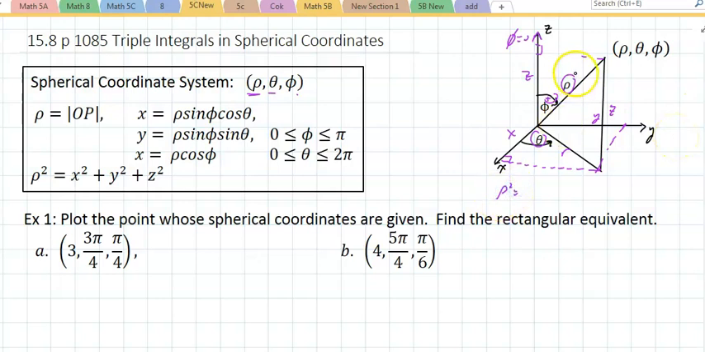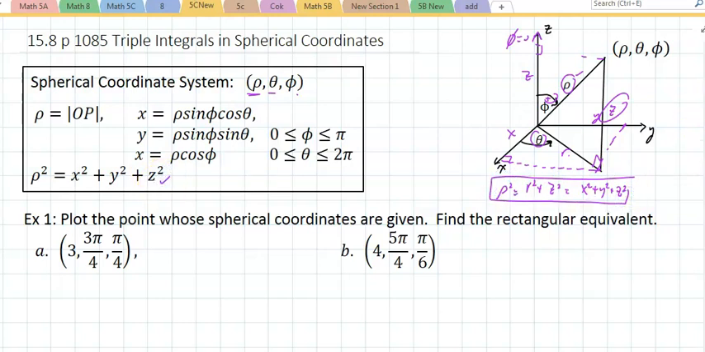Rho squared equals r squared plus z squared. And r squared we know is x squared plus y squared. So rho squared equals x squared plus y squared plus z squared.